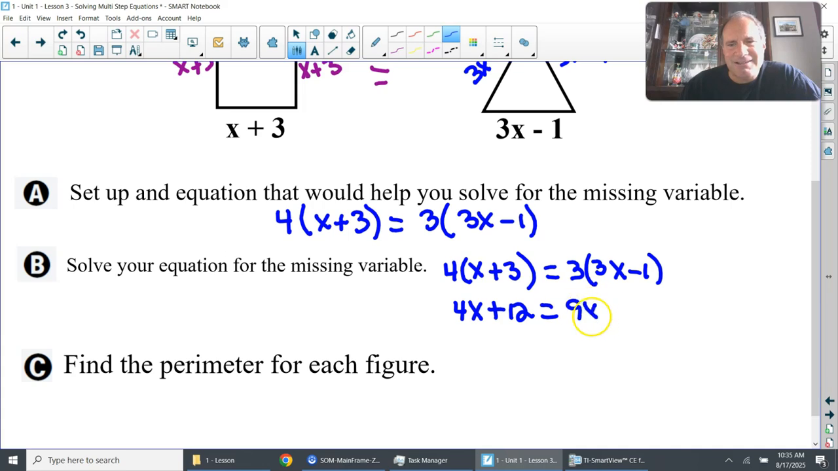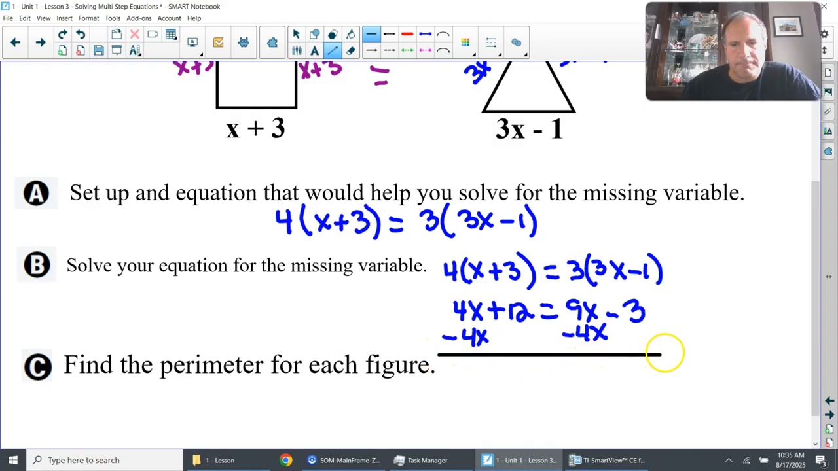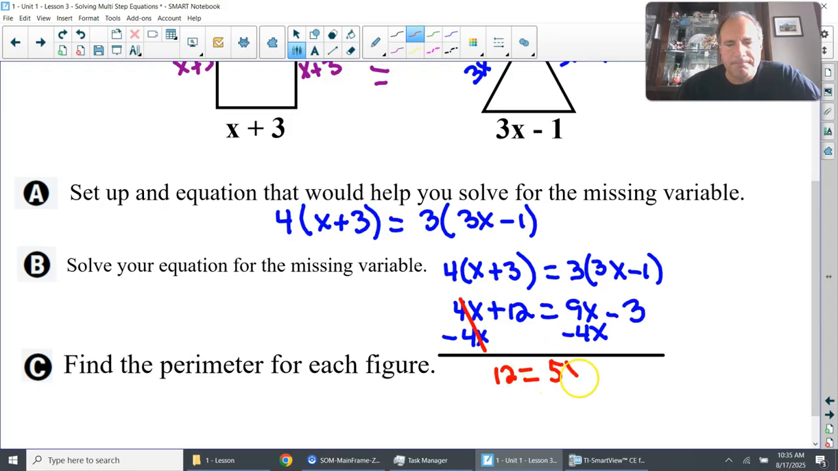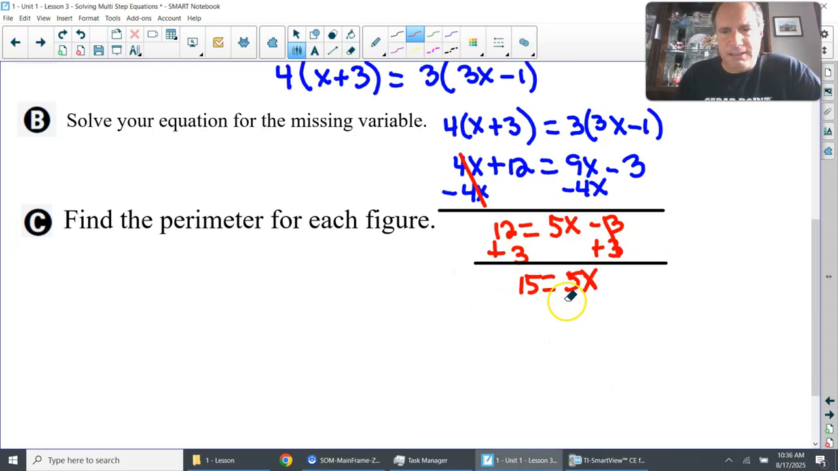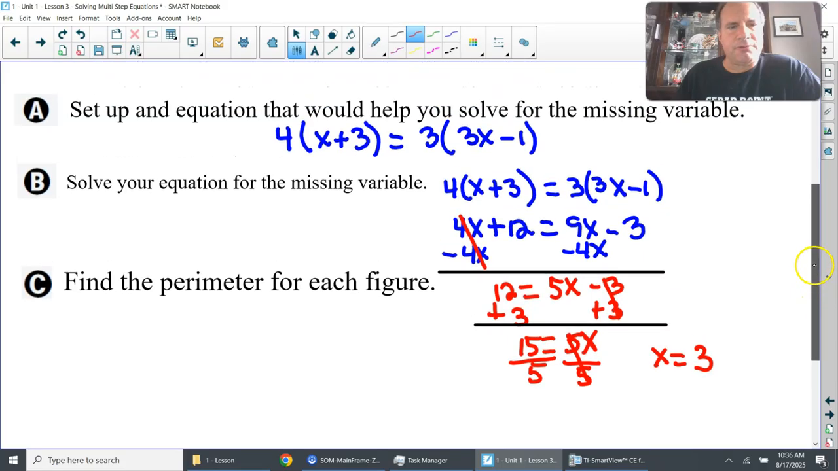equals 9x minus 3. Minus 4x on both sides. 12 equals 5x minus 3. And then you add 3 on both sides, and what do you know? You get 5x equals 15, and then you divide by 5, and it comes out to be a nice 3. So x equals 3. So it's asking you to find the perimeter for each figure.